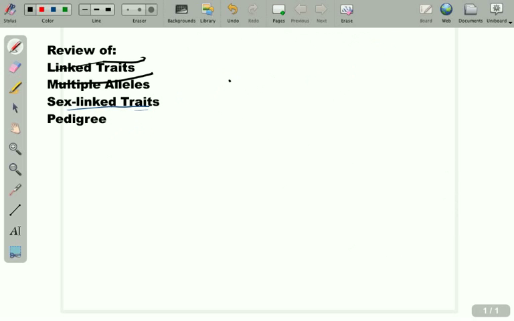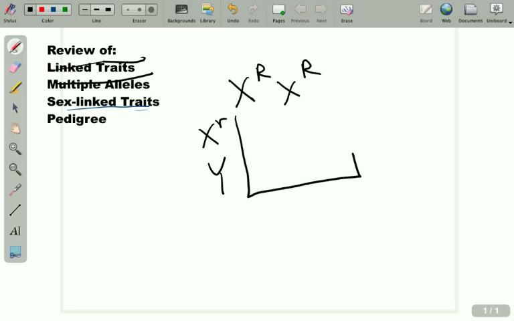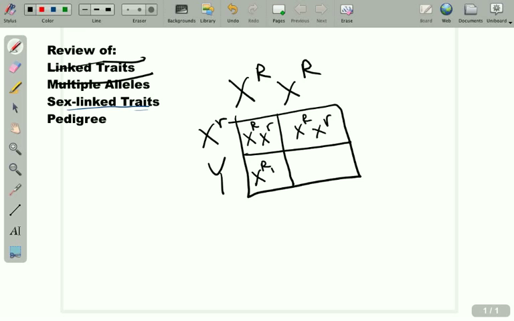Here's his first cross. He took a red-eyed female and a white-eyed male. If you notice, only the letters for R, red, dominant, are on the X's. Notice Y doesn't get anything. So this is just a typical regular old Punnett square. X big R, X little R. X big R, X little R. So these are female. Yay. This one is a red-eyed male, red-eyed male. So 100% red. That was his F1 generation.